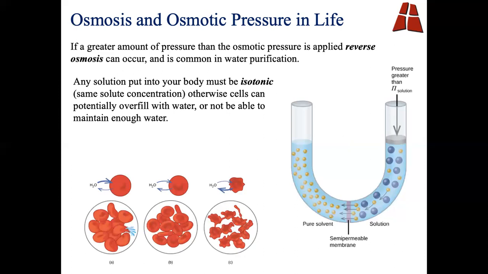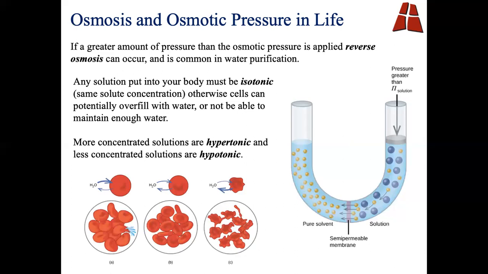Because if we added pure water right into our veins, then our cells would become what's called hypertonic or hypotonic, pardon me, where if we were to add more concentrated solutions, so more solute than our blood or other bodily fluids have, we would have a hypertonic solution, and less concentrated solutions would be hypotonic.